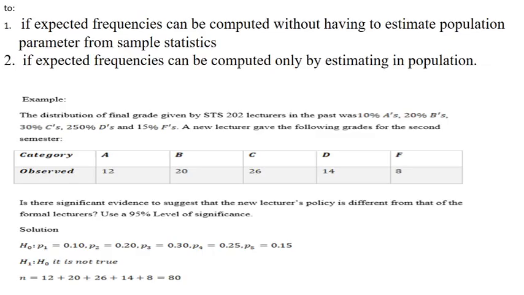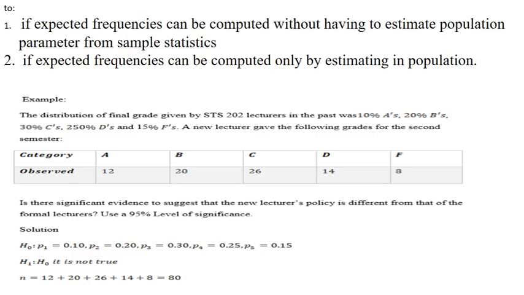First thing, we set our hypothesis. H naught: p1 is equal to 0.10. How did they get that 0.10? 10 divided by 100 gives us 0.10. 20 divided by 100 gives us 0.20. 30 divided by 100 gives 0.30. Then we do the same for the others. Then H1, our alternative hypothesis, is that H naught is not true.